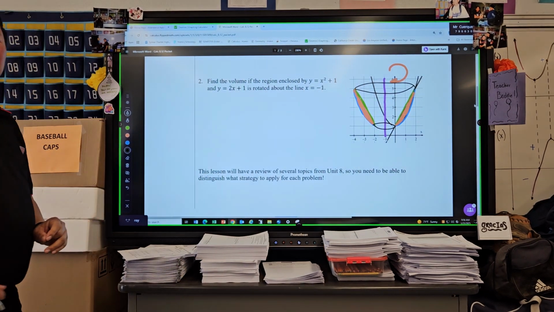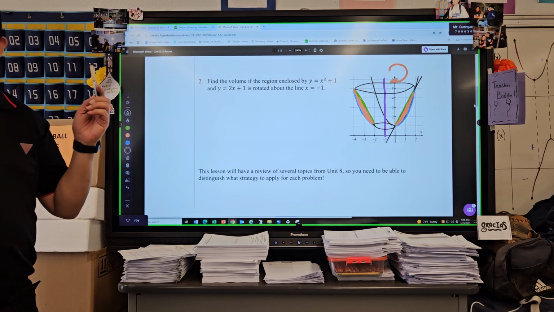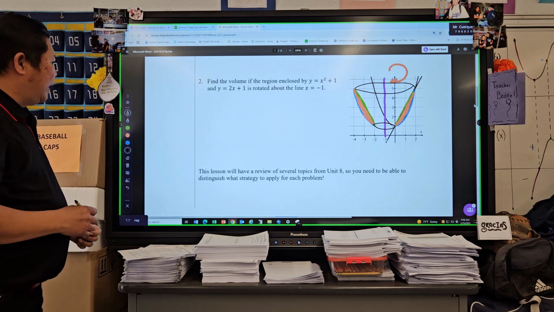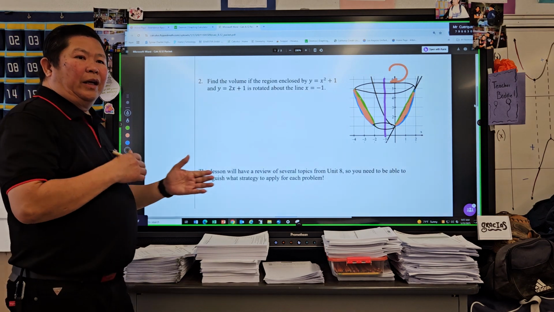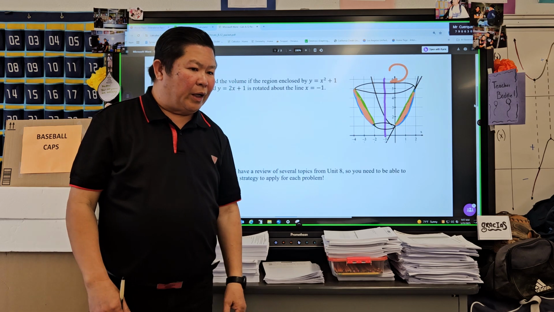So how do we set up the integrals now? Could anyone volunteer to set up the integrals? Again, we don't have to solve for the volume. It's just to set up the integrals.